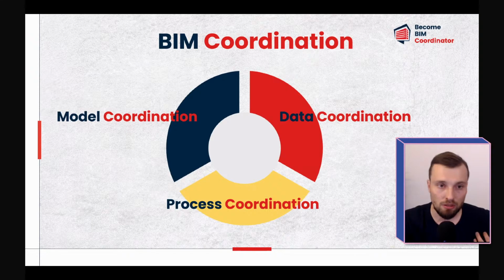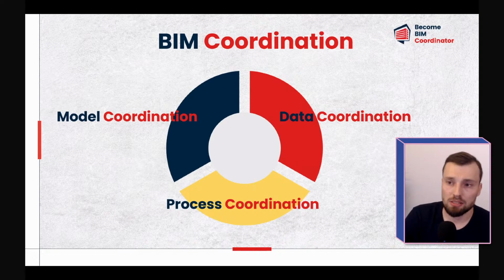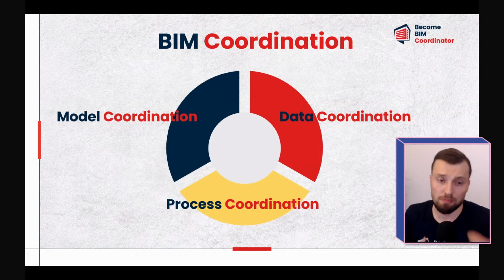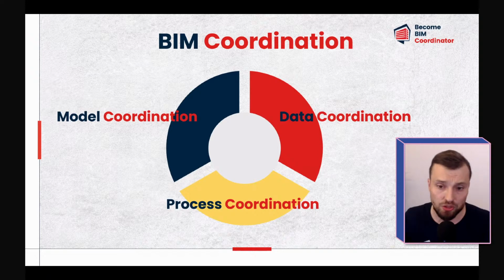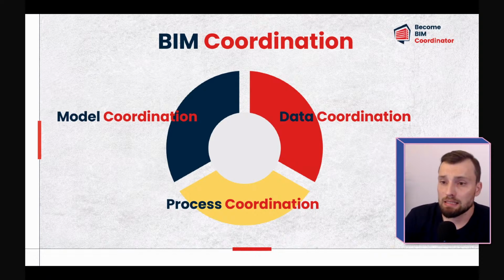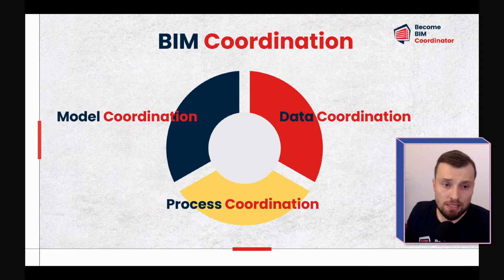And for me personally, BIM coordination is, let's say, a process that coordinates activities related to correct implementation of this plan into the project. And this is, of course, my division, and I'd like to divide the BIM coordination activities into three main groups: model coordination, data coordination, and process coordination. So let's explain these three groups just briefly, okay?